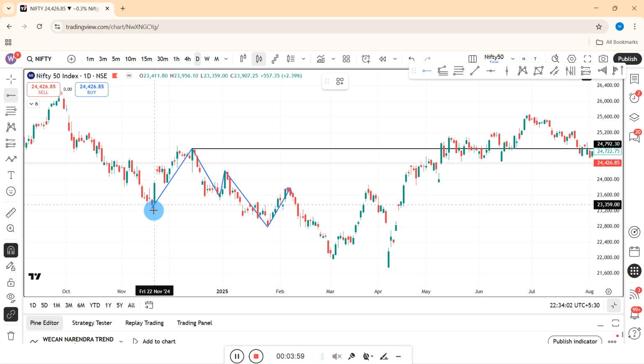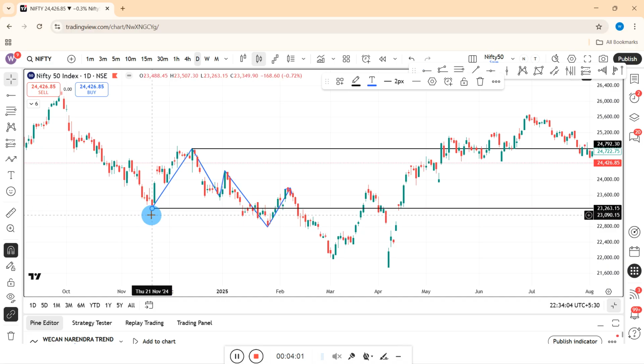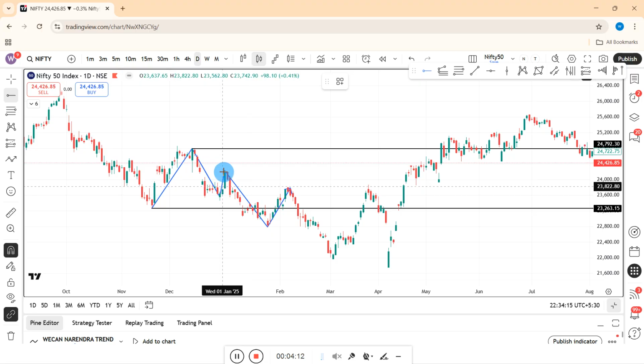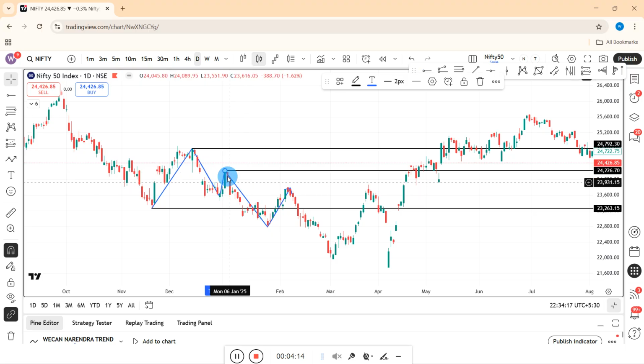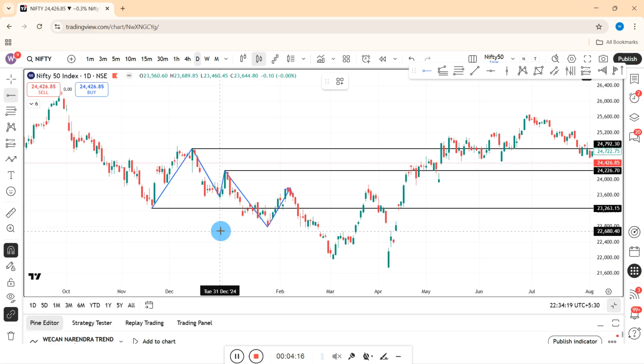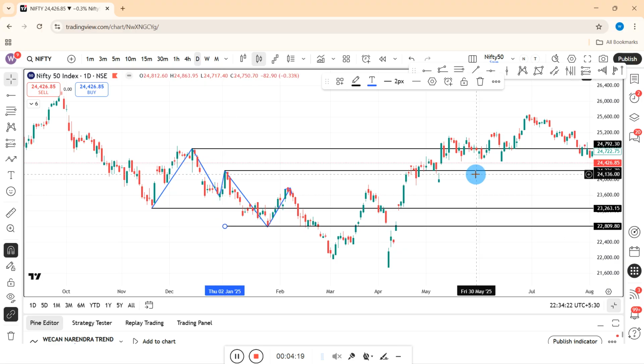When it is low, it is support; when high, it is resistance. I am drawing this first method with black lines. I am just drawing all the highs and all the lows. So this is one low, you can see.